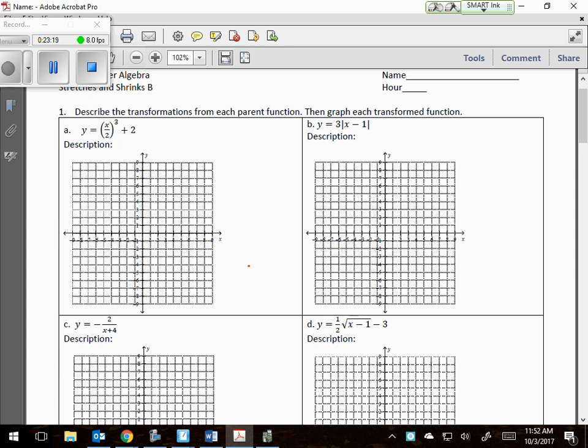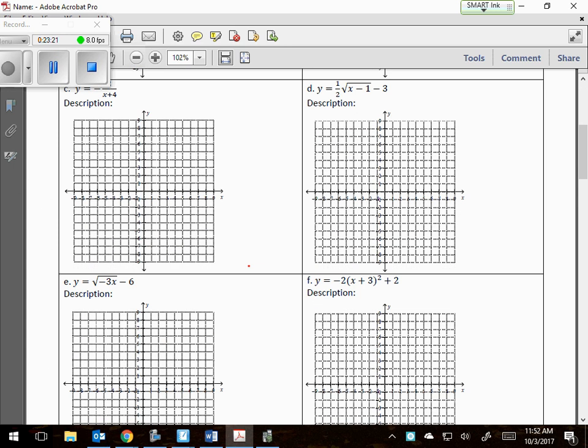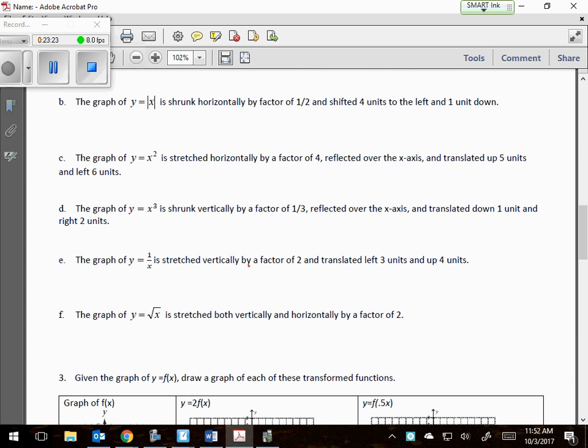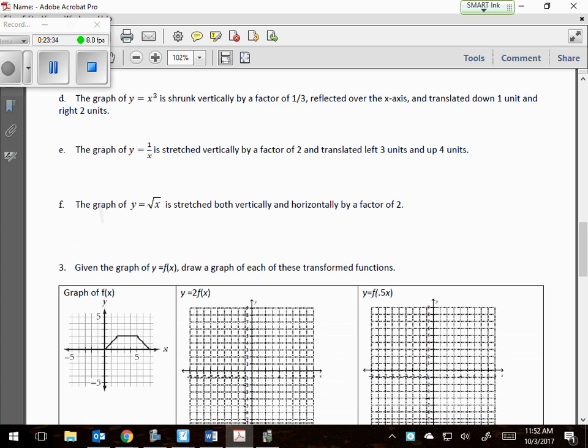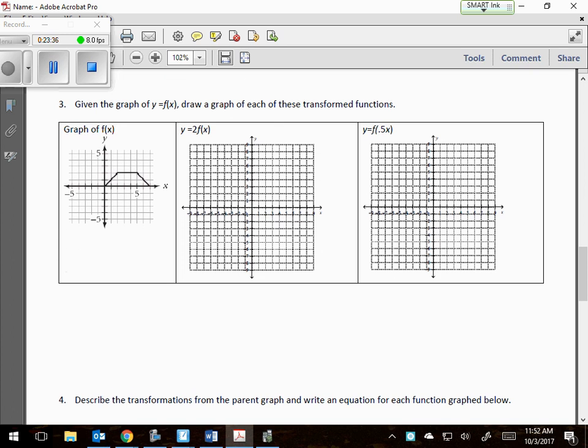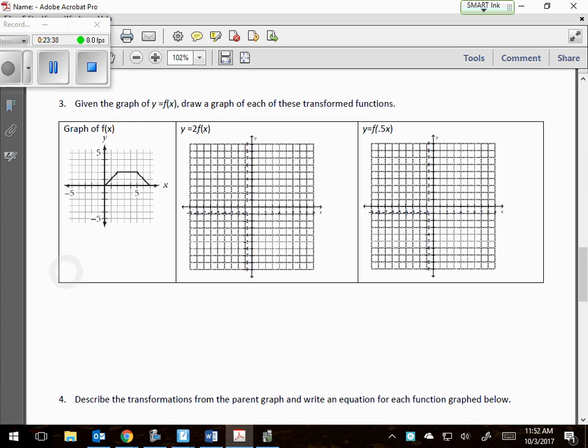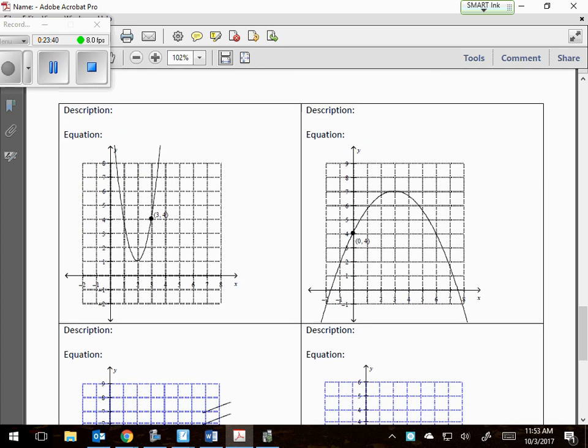And you can skip E and F in the next section. Next section is a lot easier, though. They're just like write the equation for them. But we're going to skip E and F here. And then in this last section, these two are important. You should know how to do that. But let's go to this last section.